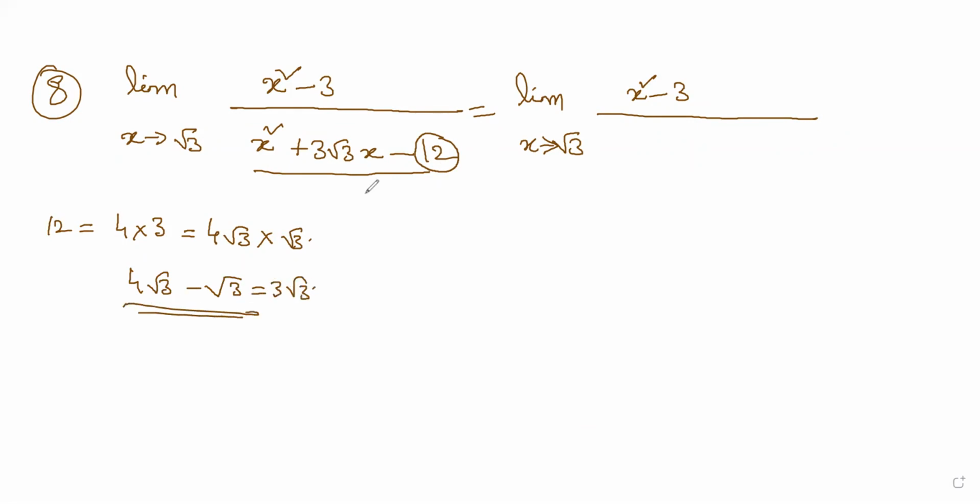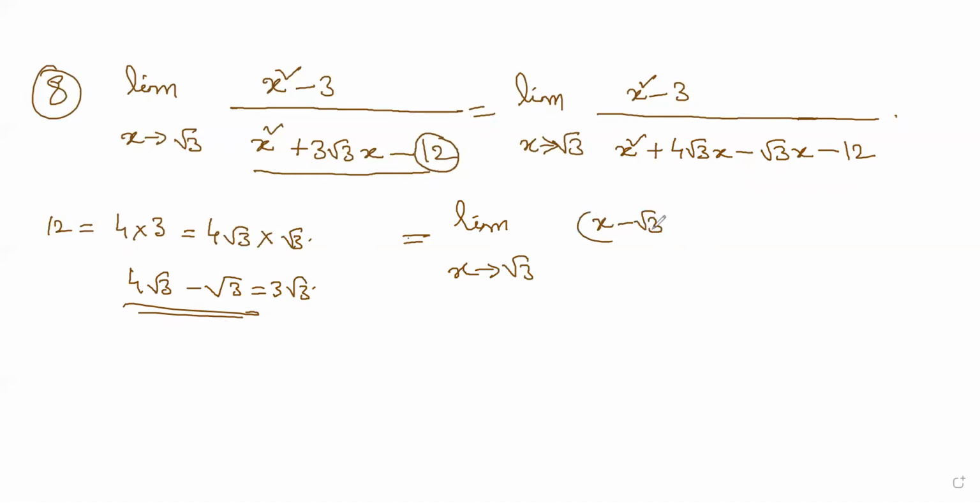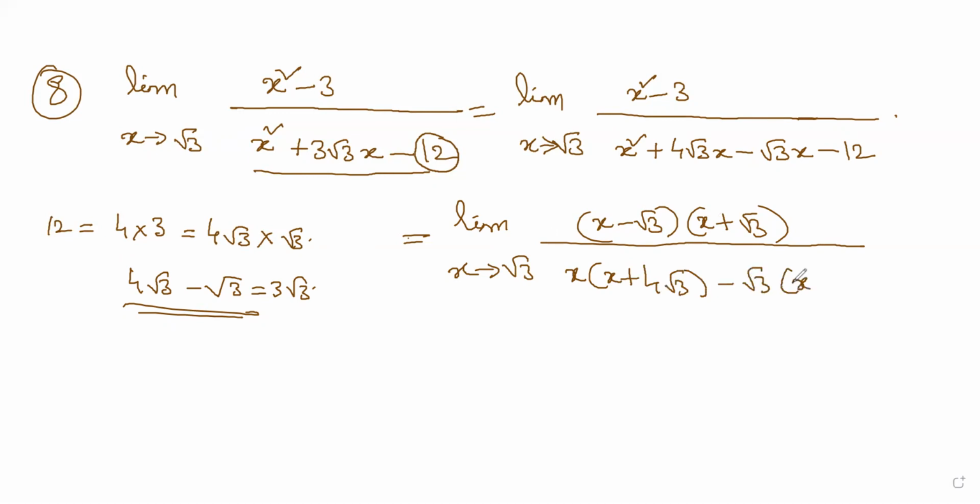So this is the way we will factorize this denominator. I can write it as x square plus 4 root 3x minus root 3x minus 12. This is the quadratic factorization. I hope you would have learnt it in your 10th itself. So x tends to root 3, and now you have x minus root 3 into x plus root 3 on the top. Here, when I take x as common, I get x plus 4 root 3, and again taking minus root 3 as common, I will get x plus 4 root 3.